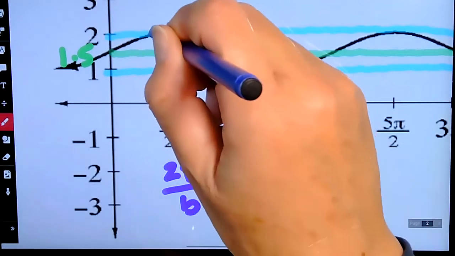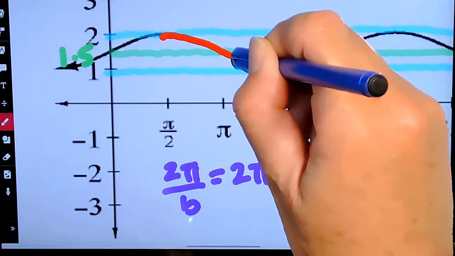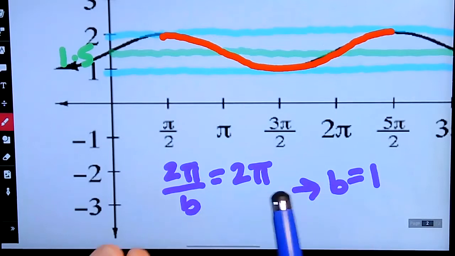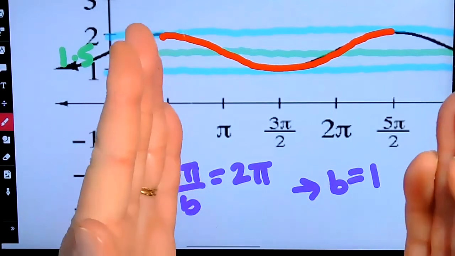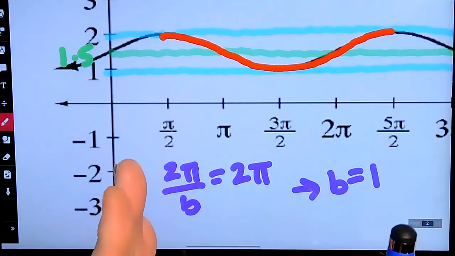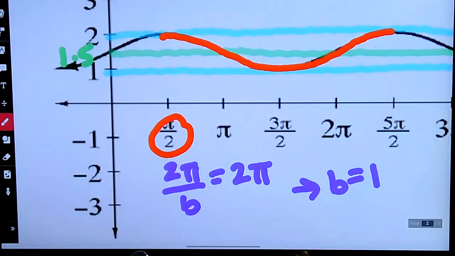I'm personally going to probably start here at this high, okay? And I'm going to go from here to the next high. My period is still 2 pi. Now I'm going from pi halves to 5 pi halves, but that's still 2 pi distance. Your period is not going to change. Your phase shift will. So now I'm starting at pi halves.